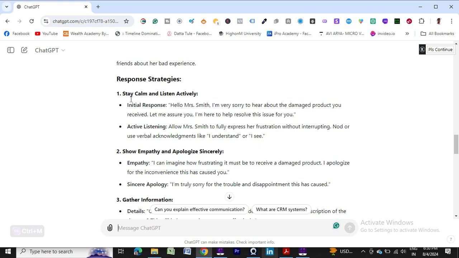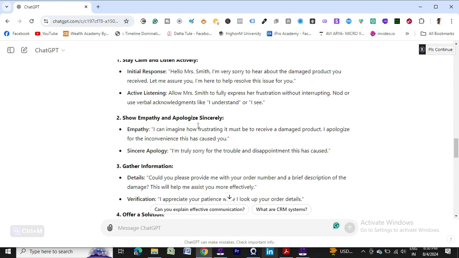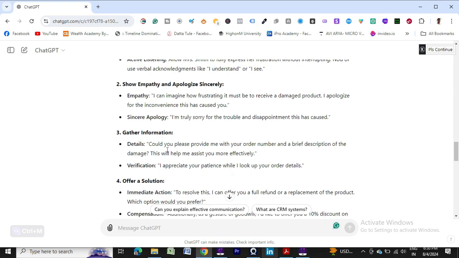The first thing is stay calm and listen actively. Initial response, active listening, then show empathy and apologize sincerely, then gather information, detailed information verification, then offer a solution, immediate action. So now ChatGPT has given a step-by-step formula for how you can cool down and handle that customer.